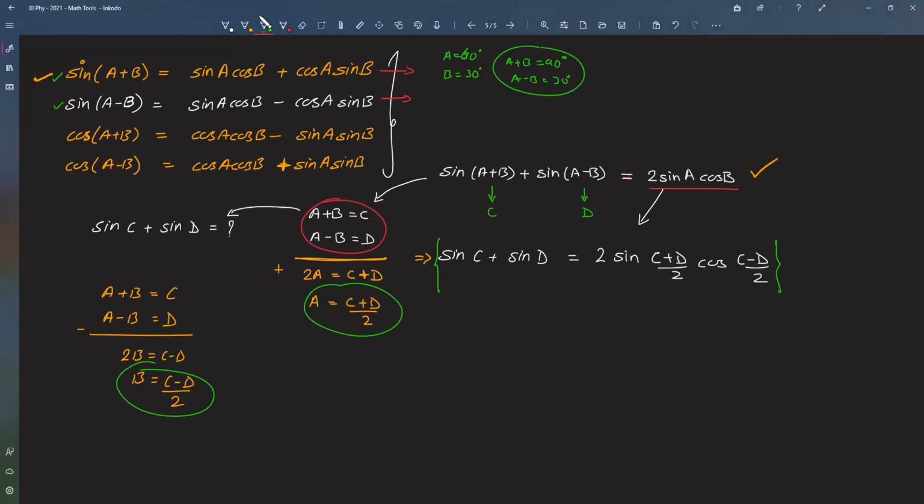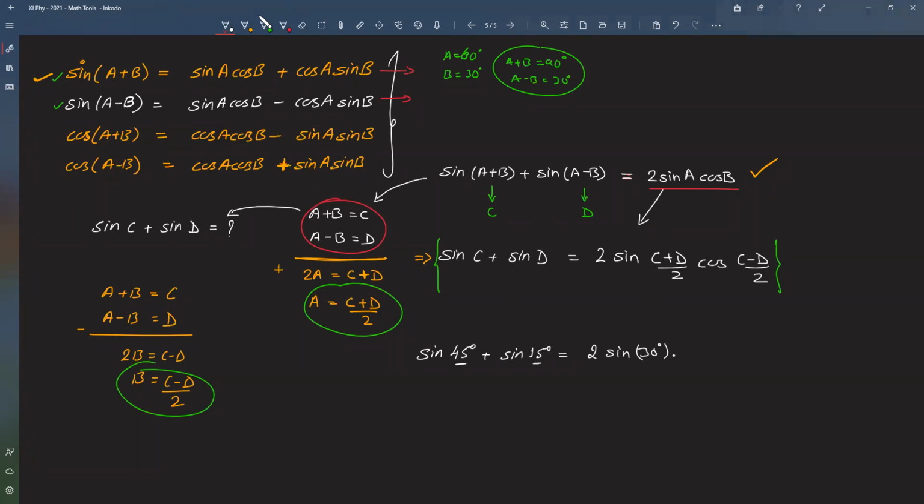Yes, sir. So it's very simple. Now let's actually use it. See the application of this. Say, for example, sine 45 degrees plus sine 15 degrees will be what? So now you have to apply this formula. 45 plus 15 is nothing but 2 sine of (C plus D) divided by 2. So this is C, this is D. 45 plus 15 is 60, and 60 divided by 2 is 30 degrees.